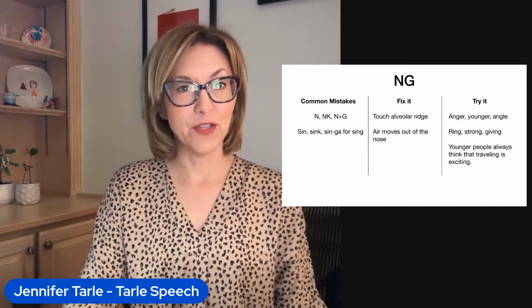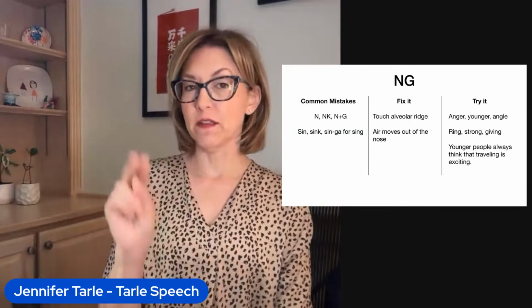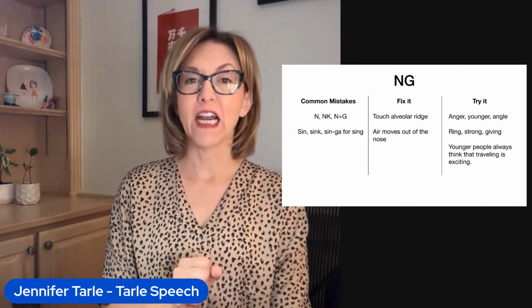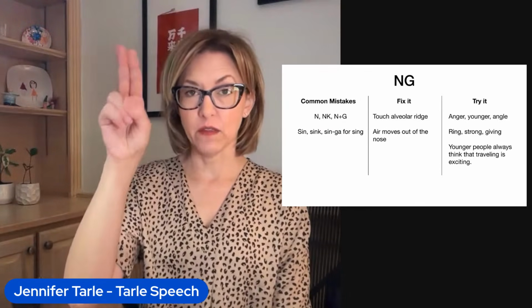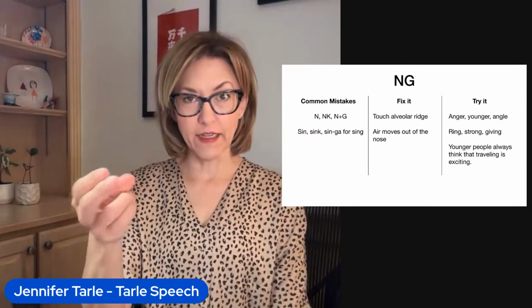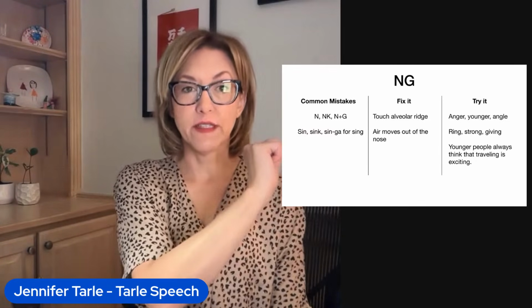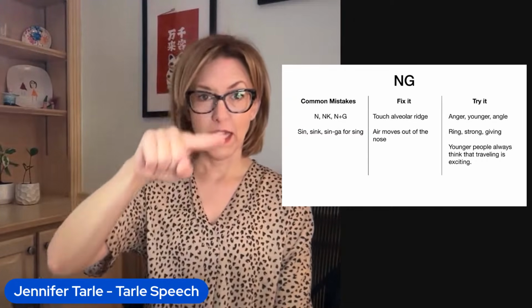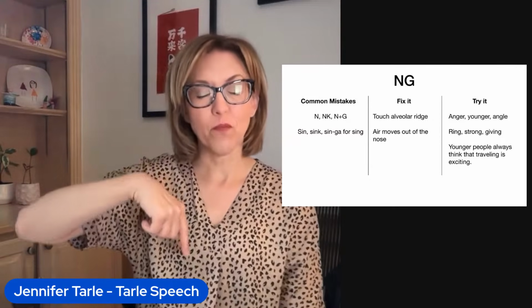Moving on to sound number 2, we have the NG sound. I'm writing this sound with 2 letters because this is how we spell the sound. We spell the sound with 2 letters, N and G, and those letters go together, again, in spelling to tell us that we are going to say the NG sound. If we were using a phonetic symbol, it would be sort of the N with that little tail to it.